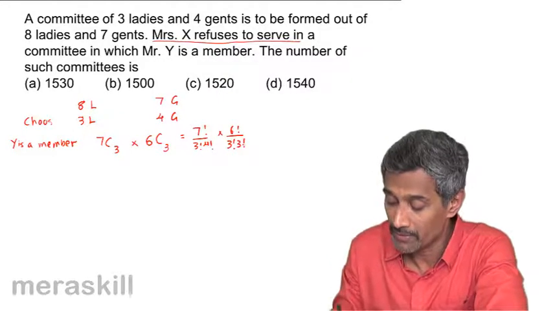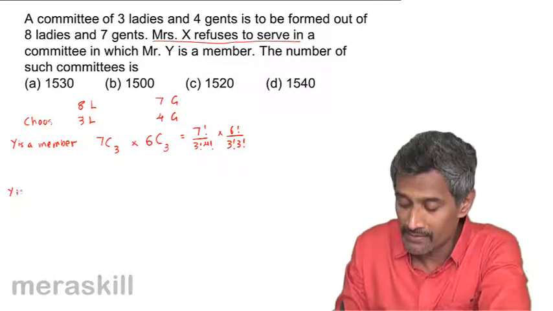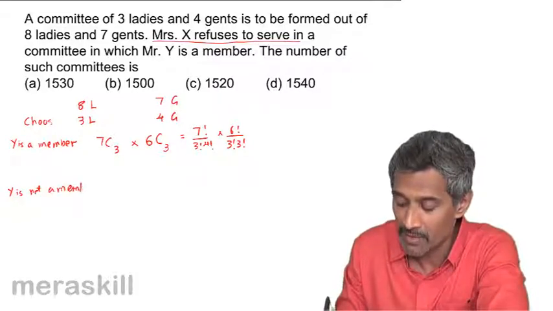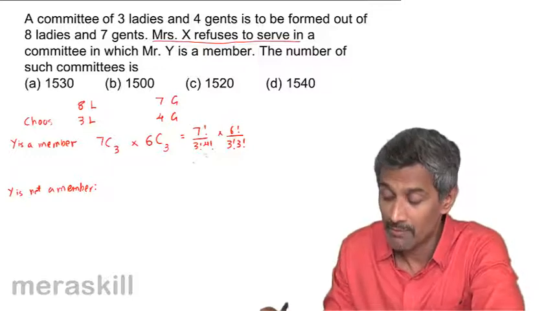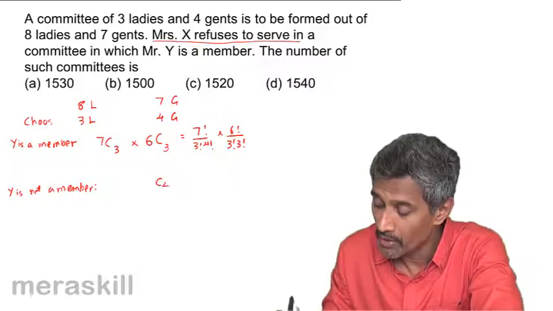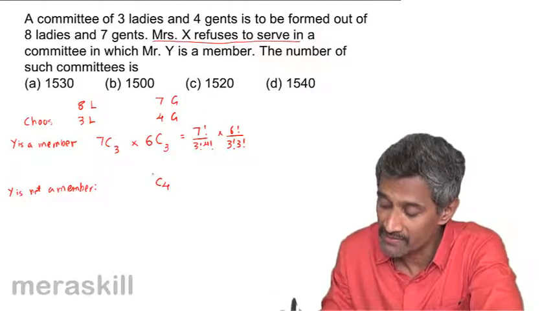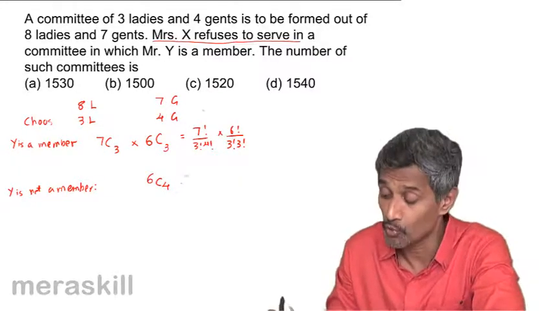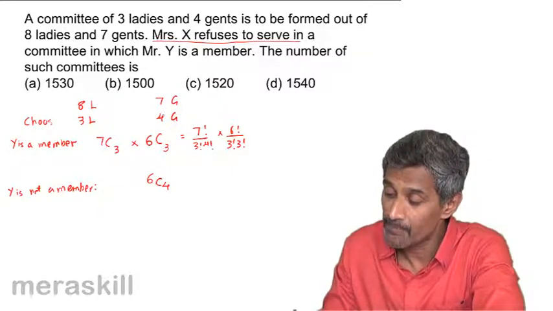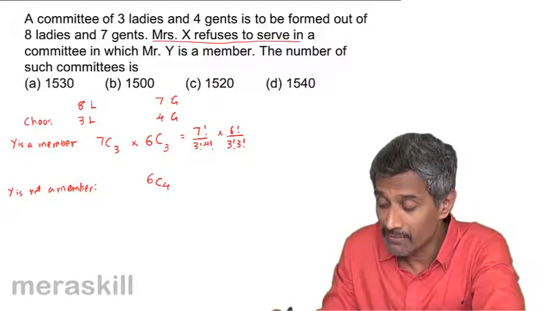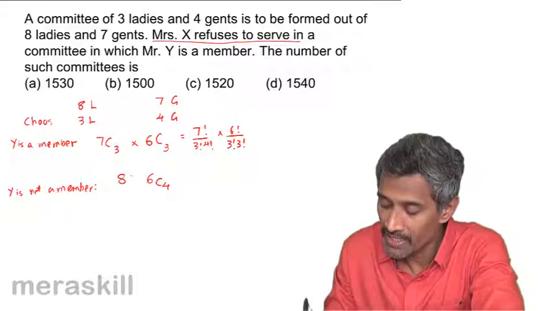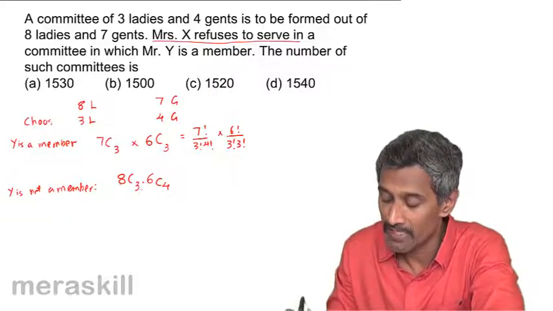Suppose Y is not a member. Y is not a member means among the male members, Y is not a member, so the 4 have to be chosen out of 6. So it's going to be 6C4. 4 of the male members have to be chosen out of 7 minus 1, 6. And if Y is not a member, so 3 of them will be now chosen out of 8, because Mrs.